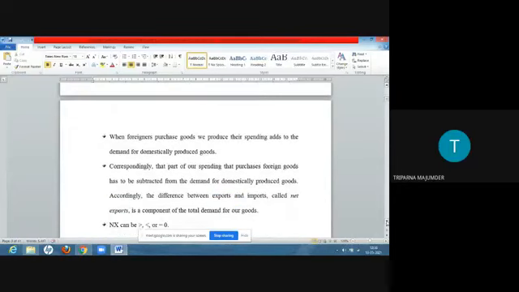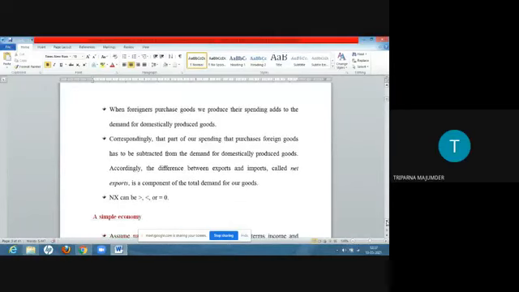Correspondingly, that part of our spending that purchases foreign goods has to be subtracted from the demand for domestically produced goods. Accordingly, the difference between exports and imports is called net export. And this net export is a component of the total demand for our goods. This net exports can be greater than, less than, or equal to 0.